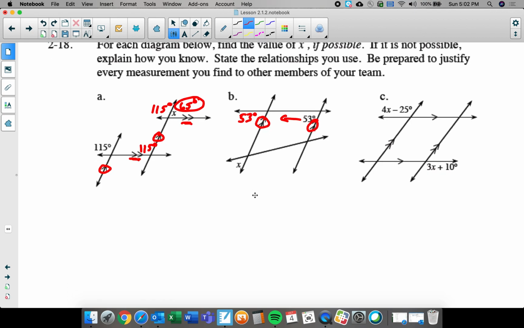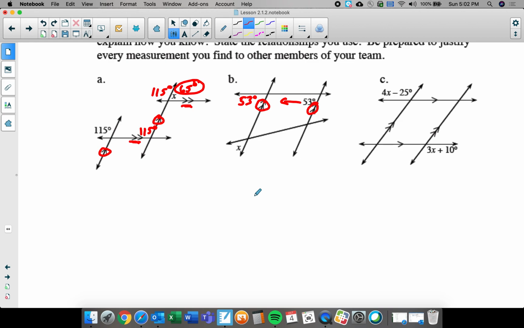Then if we take a look at part C, now we're getting into some algebra as well. Again, notice parallel lines. That means I can go from the top parallel line and slide it down to the bottom one. So this 4x minus 25, I can slide that right down into that spot. It's got to be the same. That's corresponding. Then if you notice, I have another set of parallel lines. So that means I can also go from this parallel line here and slide it over to this parallel line. So that means that this is also 4x minus 25.